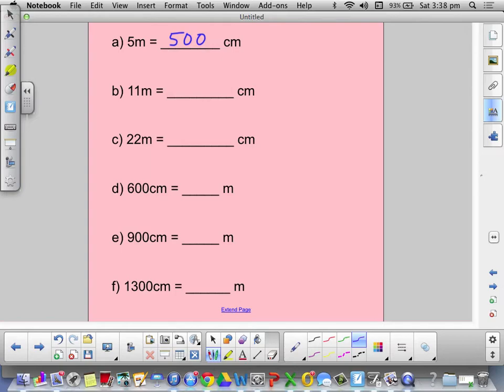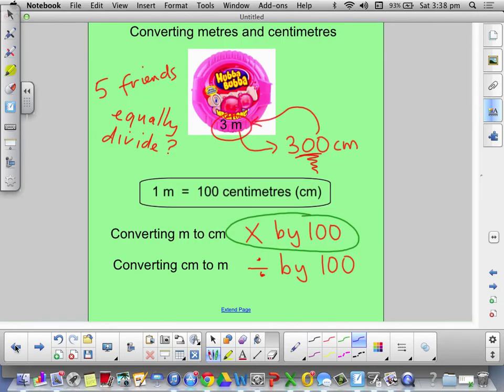All right, so hopefully you've paused me and you've done B and you've done C. And so the answer is, multiplying both of these by 100, we get 1,100 centimetres, and C, 2,200, adding 2 zeros, so 2,200 centimetres. Okay, now let's look at D, because this time it's going back the other way. It's going from centimetres to metres. So remember, we'll go back here for a moment. Down the bottom here, converting centimetres to metres, we divide by 100. We're going back the other way.